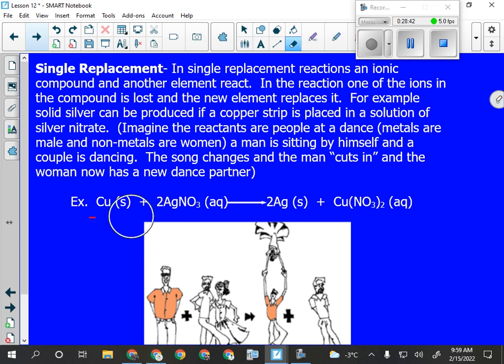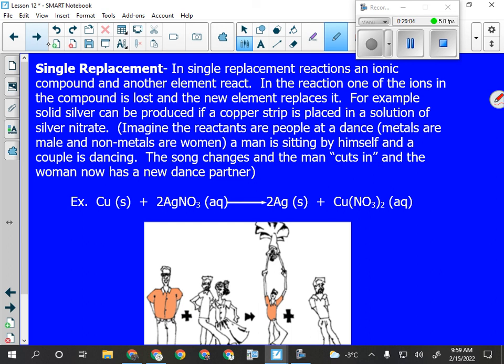All right, so in a single replacement reaction, we always have whatever the element is replacing the part of the ionic compound that it's like. So if this is a metal, it's going to swap out for the metal. If this is a non-metal, it'll swap out for the non-metal. So all you have to do in this reaction is just switch them. We can see we get silver by itself, and we get copper with nitrate on this side.